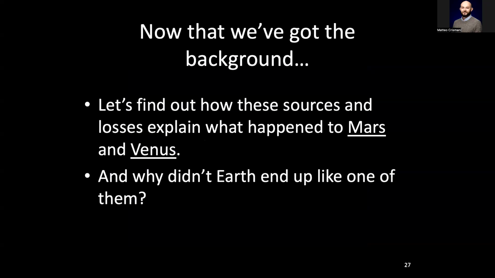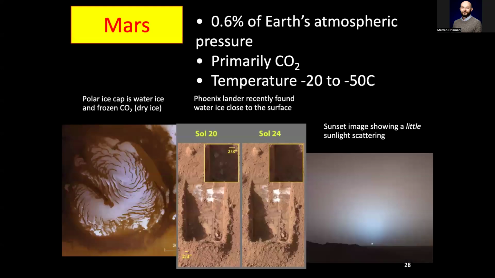So let's have a look at how these sources and sinks happened at Mars and Venus, and then we'll think about the differences that let us exist here on Earth. The Earth one is a lot longer. Let's start with Mars. This is about 0.6% of Earth's atmospheric pressure. That's a really thin atmosphere. Almost all CO2. So you'd think, oh, that's great for greenhouse gases, but it's freezing, really, really cold.